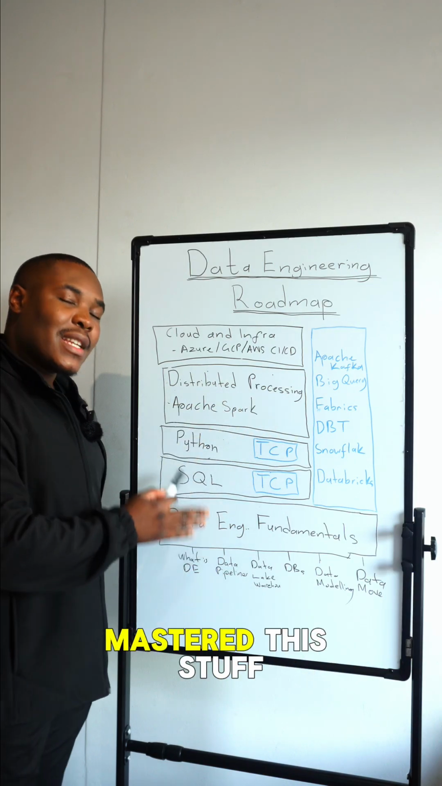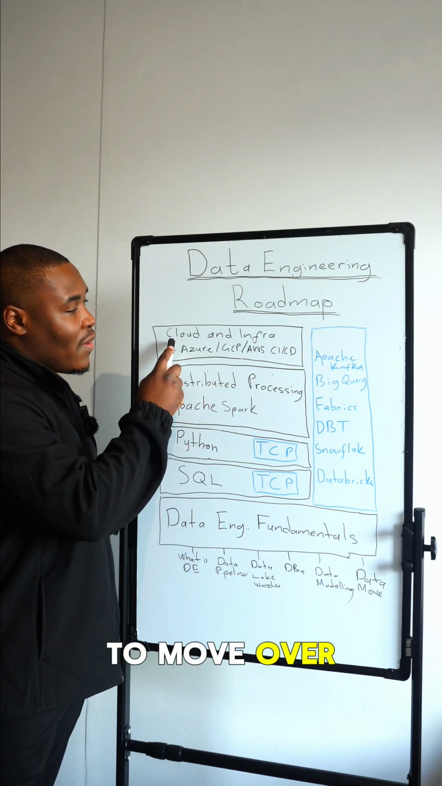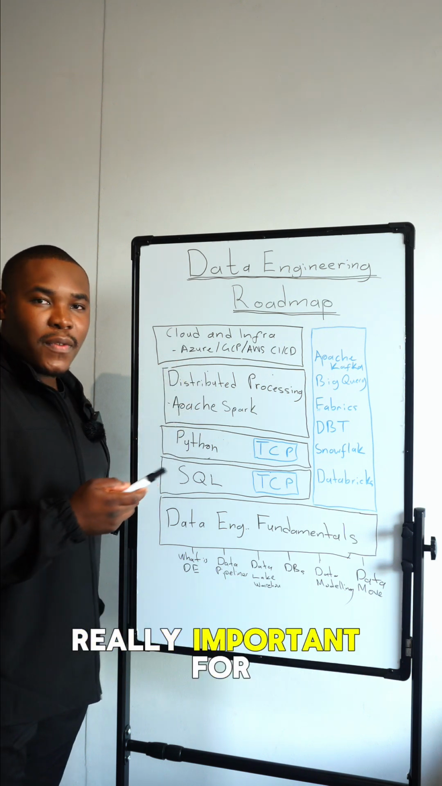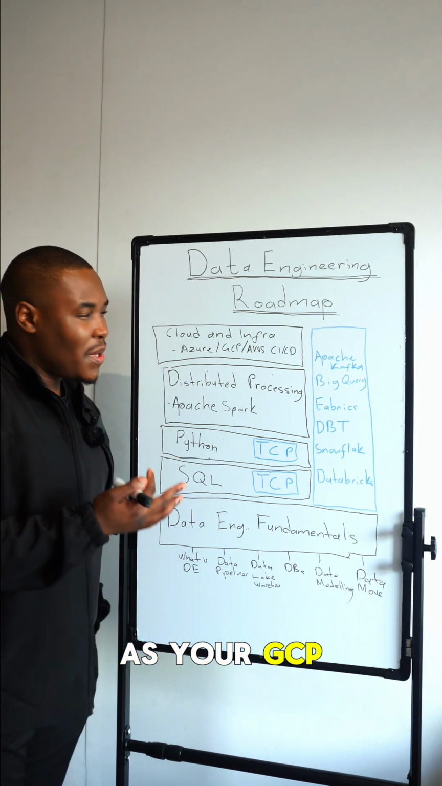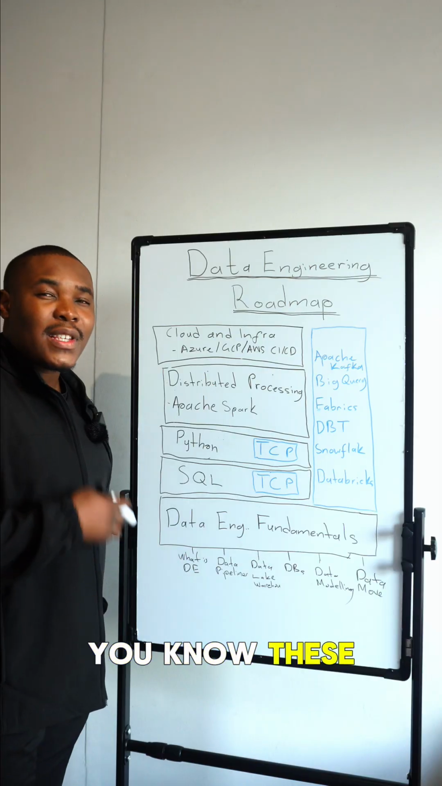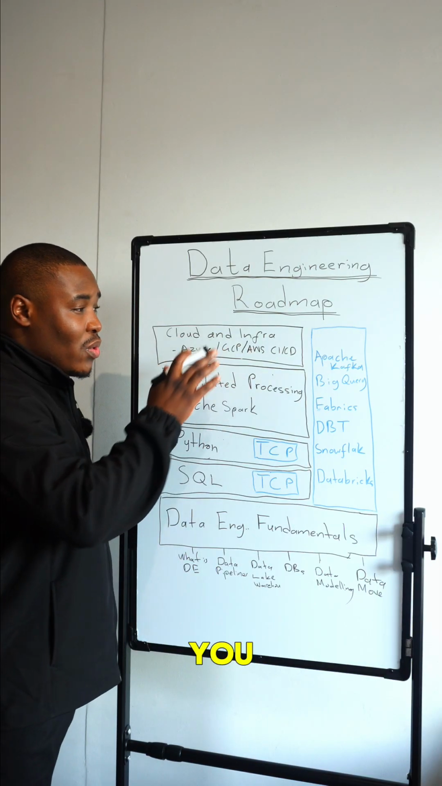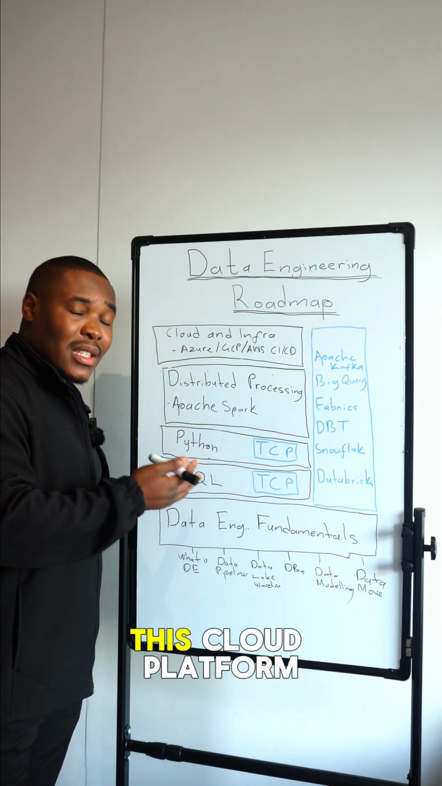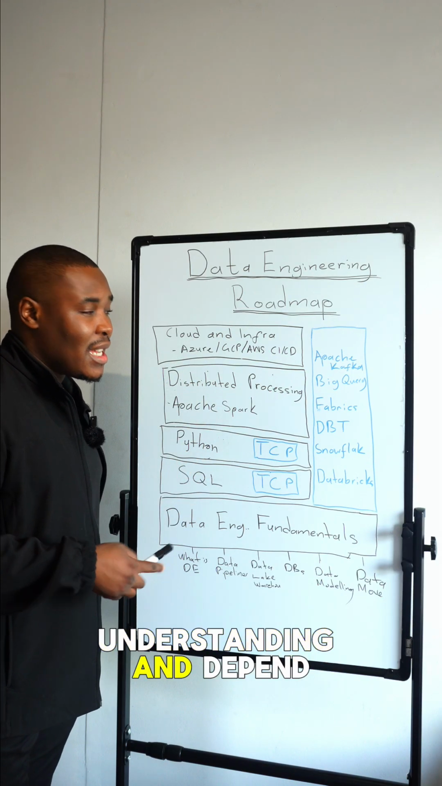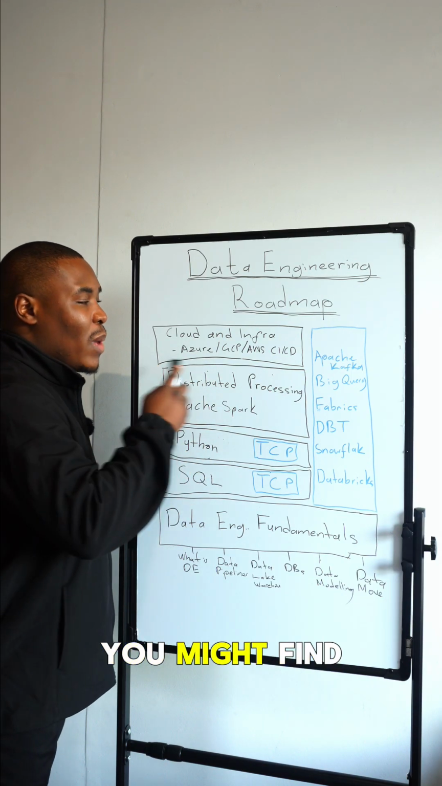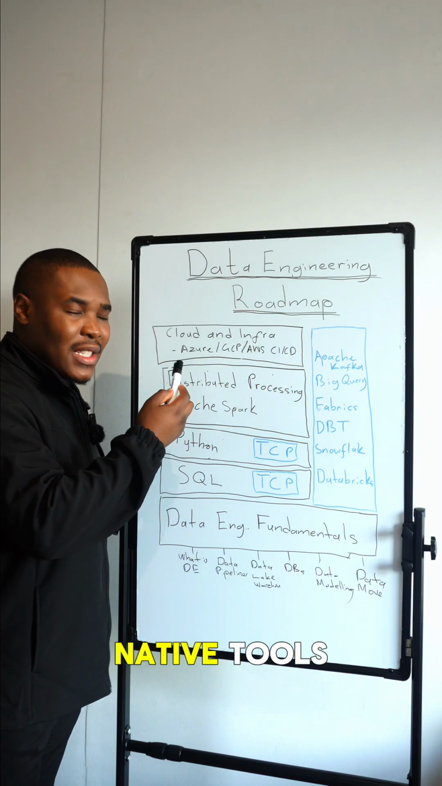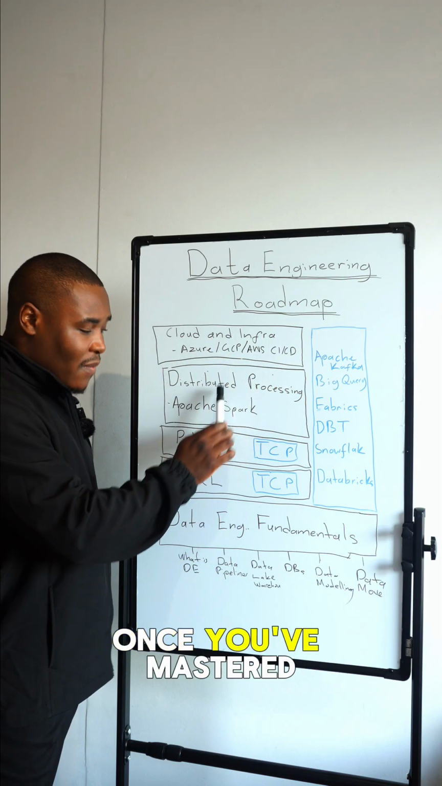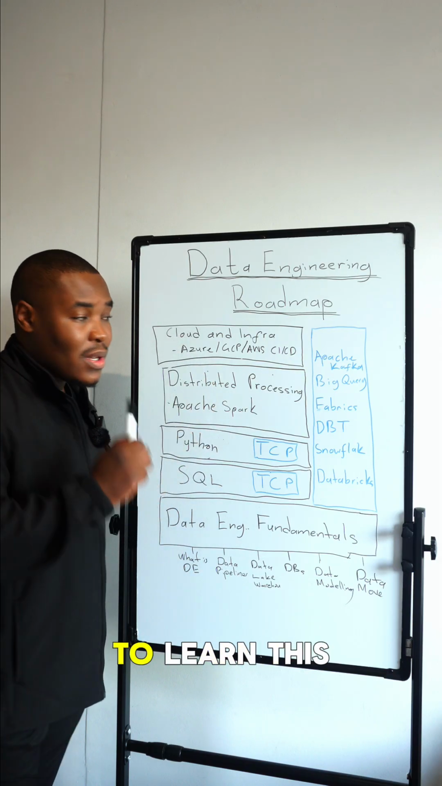Now, once you've mastered this stuff, this is when I want you to move over to cloud computing and infrastructure, right? Look, it's really important for you to understand Azure, GCP, AWS. These are some of the things that are important for you as a data engineer to understand, because a lot of the data is sitting in these cloud platforms, so you want to have that understanding, and depending on the company you work for, you might find yourself using a lot of cloud native tools within AWS or Azure and stuff like that. So once you've mastered all this, I want you to learn this part.